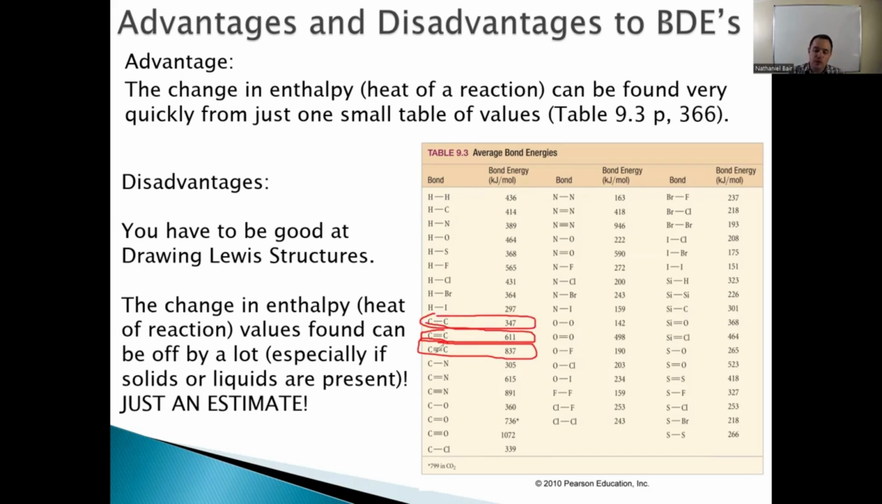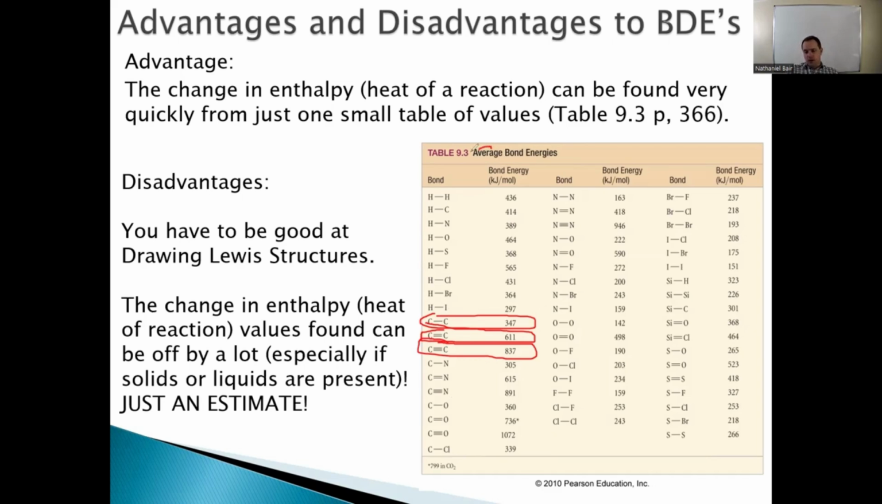If I want to break a C to C triple bond, it's going to cost me 837. Breaking a C to C double bond costs me 611. And breaking a C to C single bond is going to cost me 347. I will give you a copy of this table tomorrow when I see you guys for lab, so you can have this if you want to use it to work a homework or something.